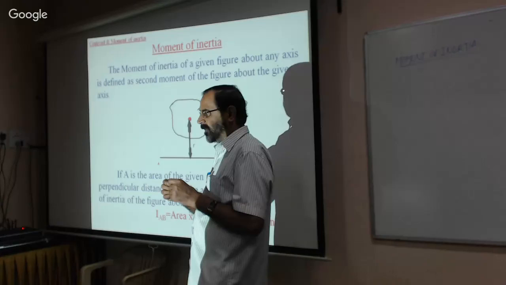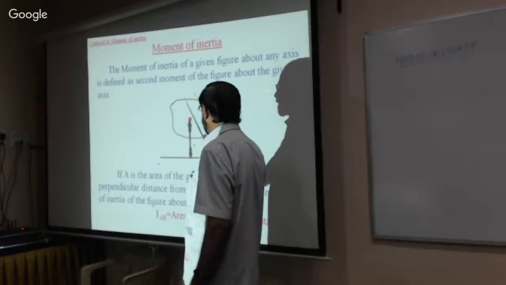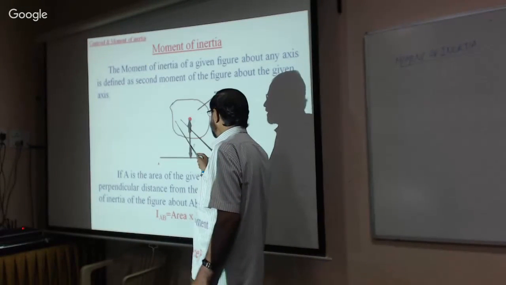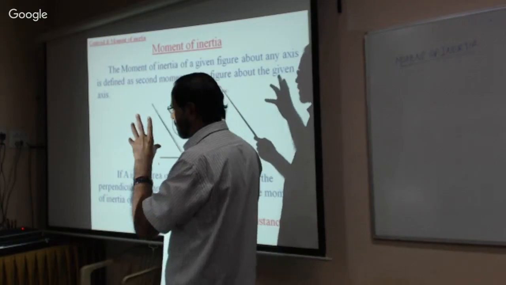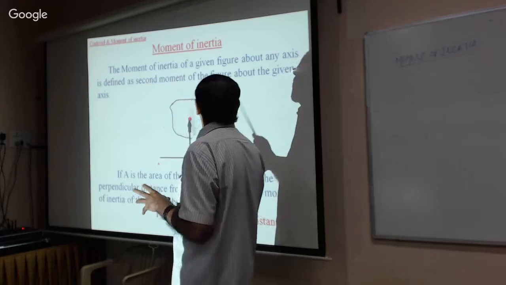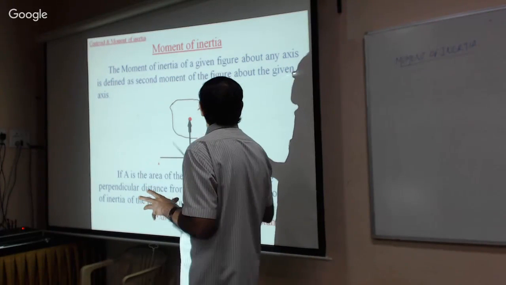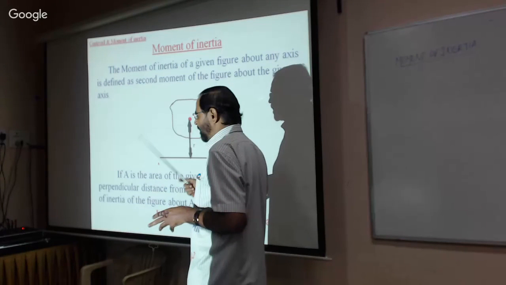Now, for example, I have taken this as one section, that is a plane figure. I have taken the beam section or a column section. It has a centroid. Now I know this is the moment. According to the definition, the moment of inertia of a given figure about any axis is defined as the second moment of the figure about the given axis.